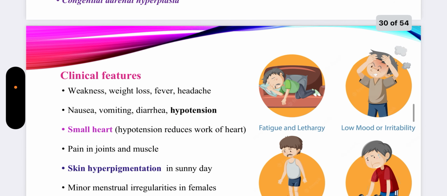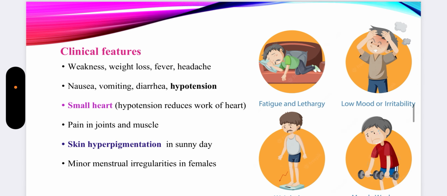Now, how does a patient present? There may be occurrence of weakness, loss of weight, fever, headache. The patient may also present with nausea, vomiting, diarrhea, ultimately causing dehydration and hypotension. There was occurrence of hypertension in case of hyperaldosteronism, but here there is occurrence of hypotension. Why hypotension? Because there is insufficient production of glucocorticoids as well as mineralocorticoids. Okay. Hypotension decreases the workload of heart as well.